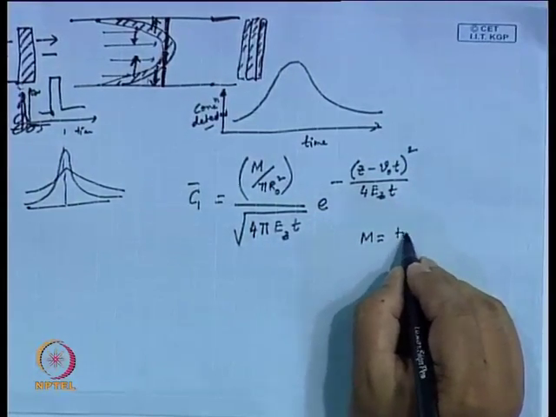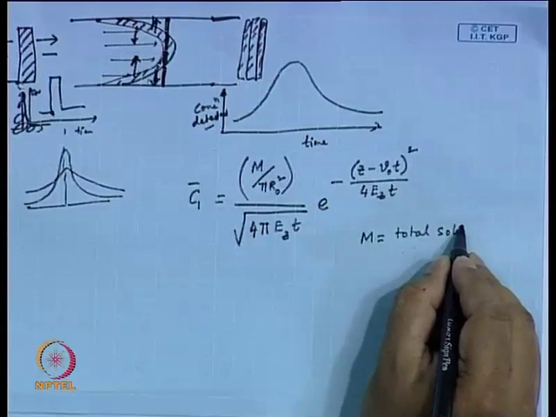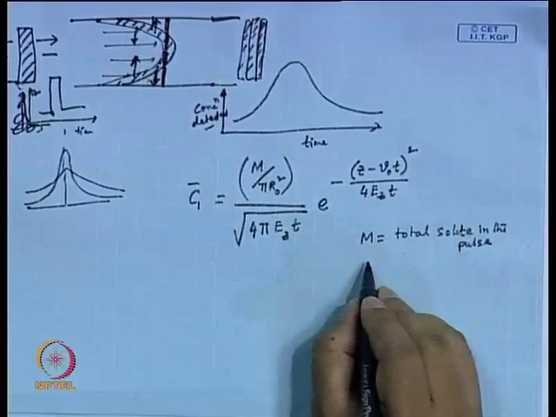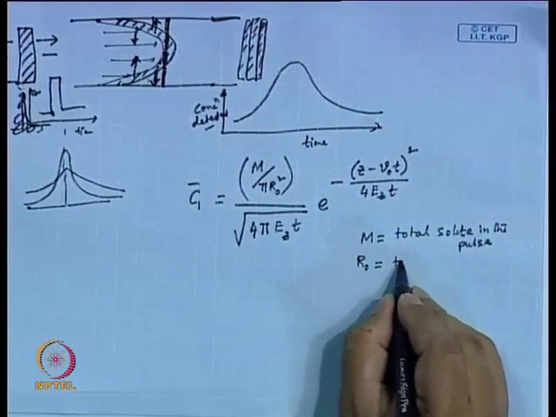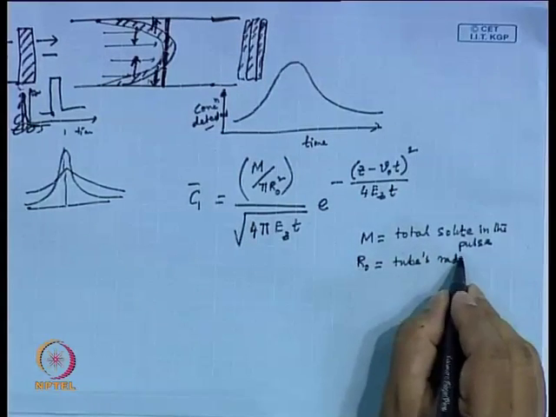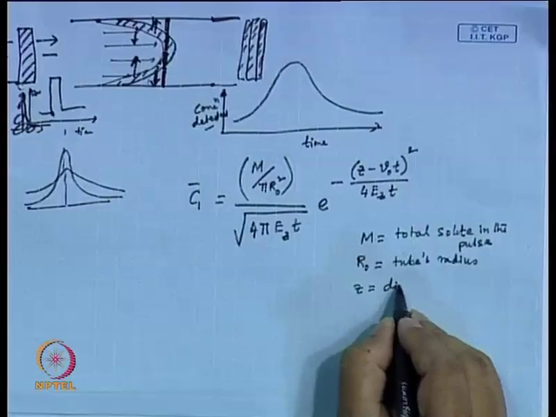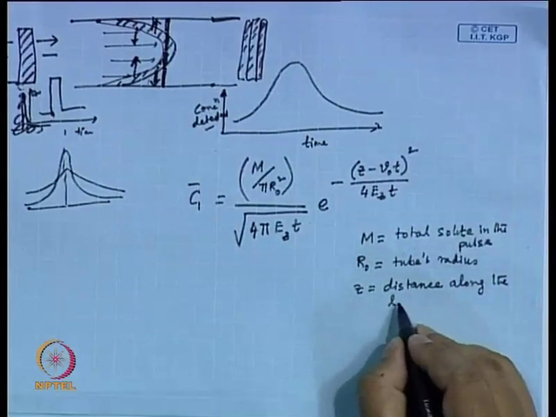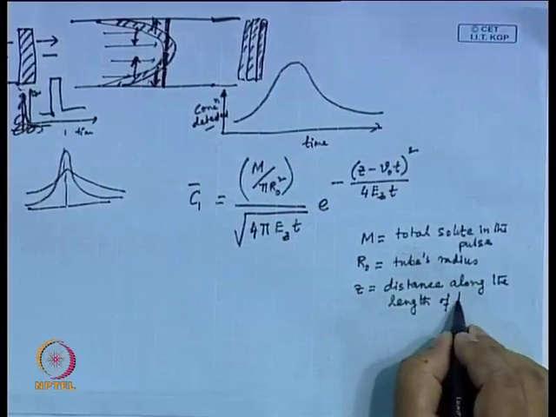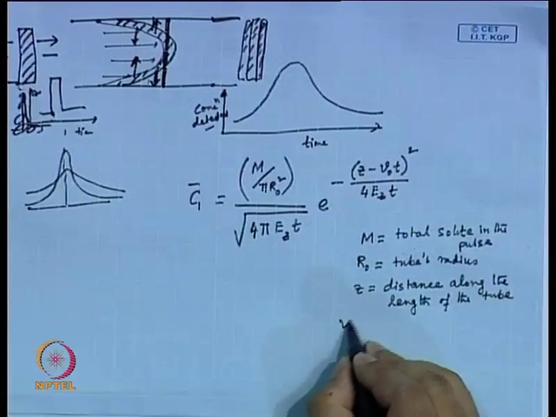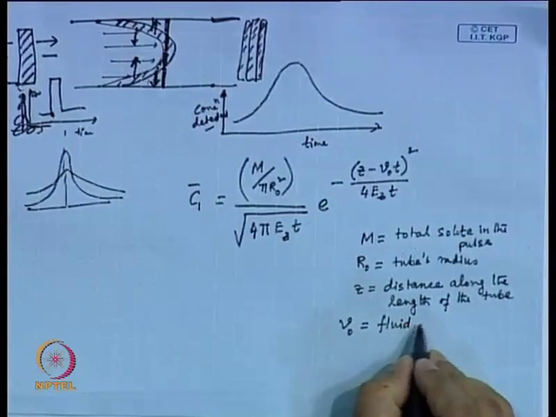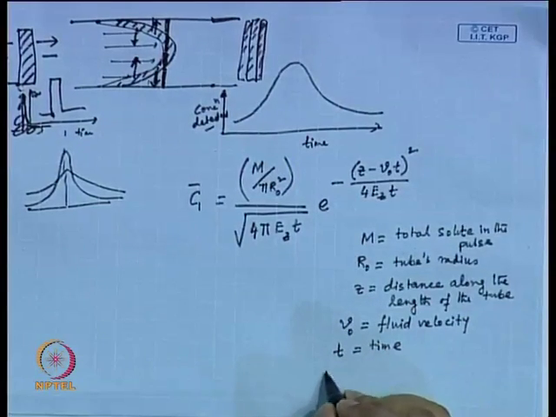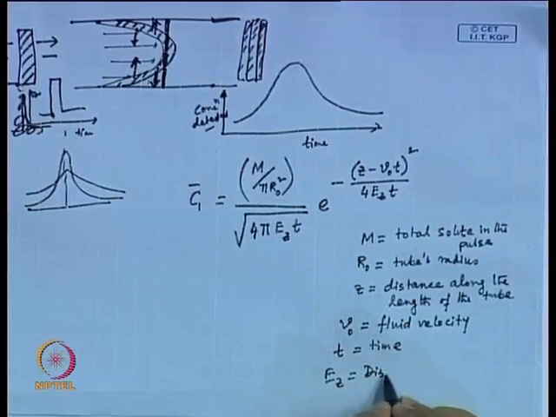The final expression looks like this. Here M is the total solute in the pulse, R naught is the tube's radius, Z is the distance along the length of the tube, V naught is the fluid velocity, t is time, and E z is referred to as the dispersion coefficient.